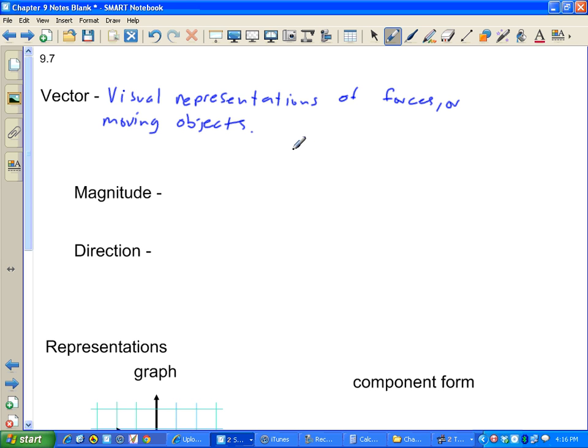Okay? Vectors, since they represent things that are moving, they have two components. They have magnitude and a direction. Magnitude, in the most general term, is the length of the vector. But what it really represents, it could be the size of the force or the speed of the object.